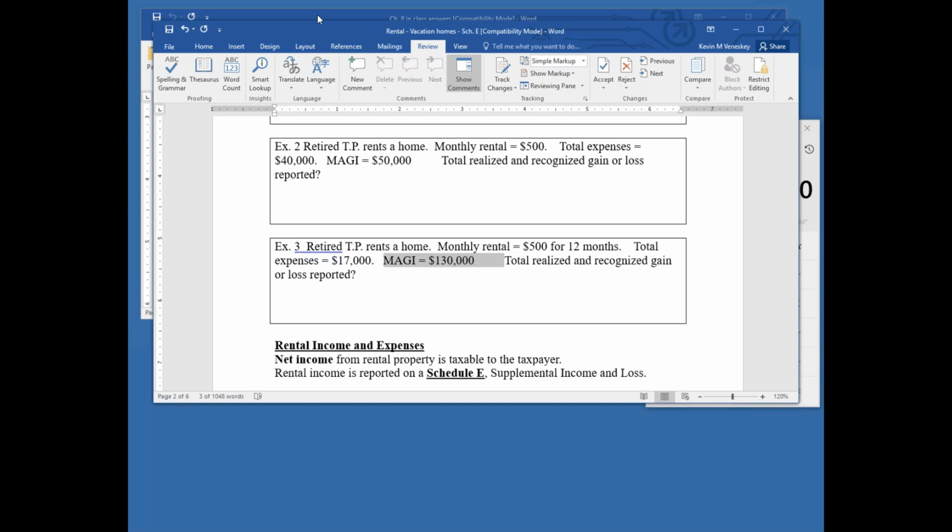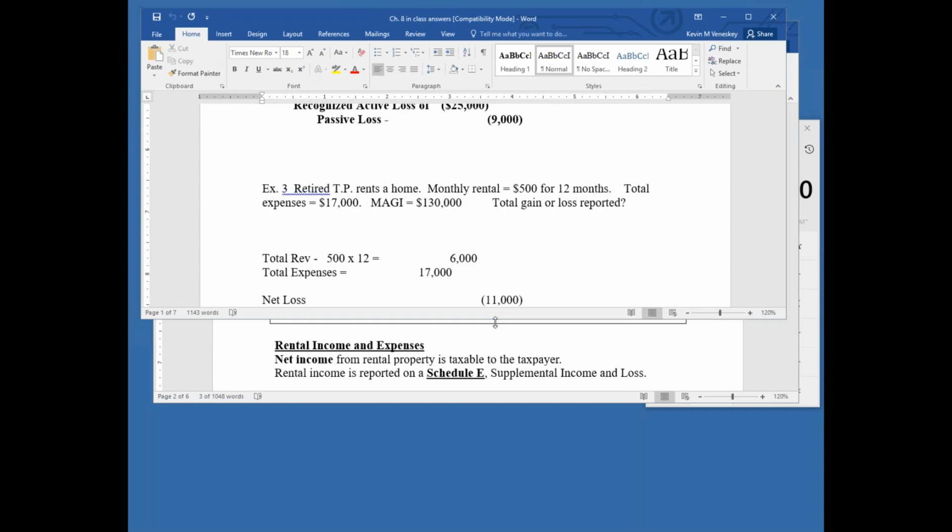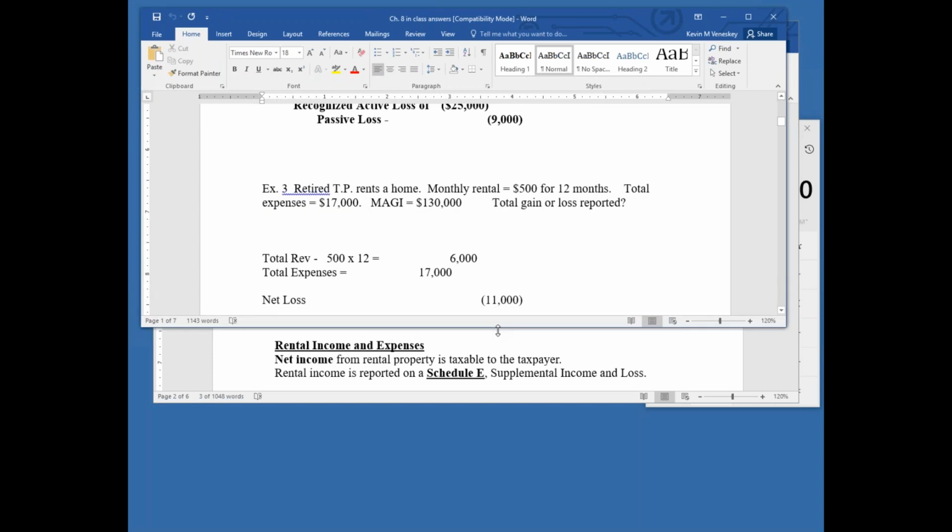Okay, so we have 6,000 again for our income minus the 17,000 in expenses. So we're left with $11,000 in losses. Now, if this taxpayer was under the 100,000, they could take all 11 because you're allowed up to 25,000. But we do reach the phase out. So out of the 11,000 that is considered realized, we have to figure out the phase out.